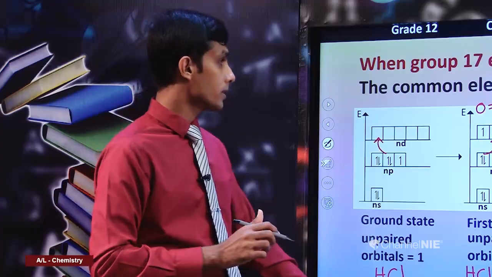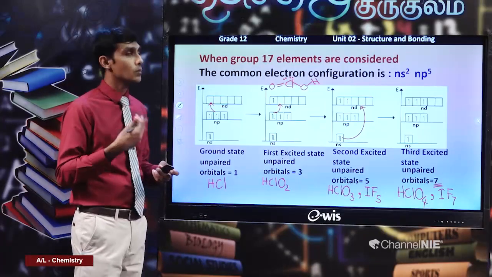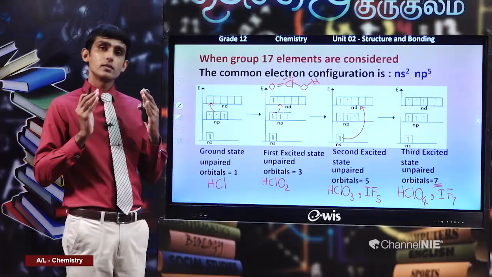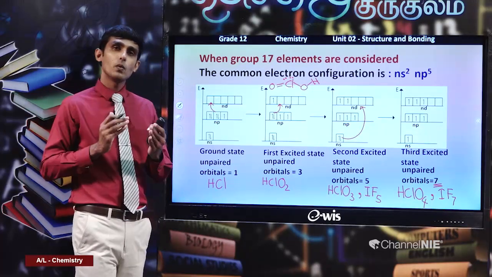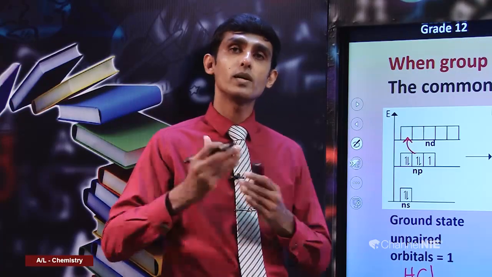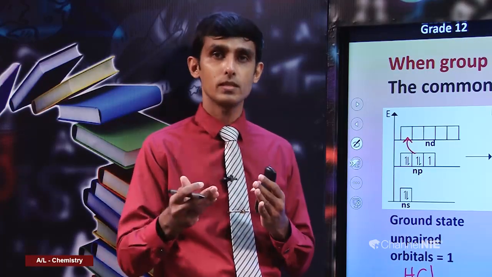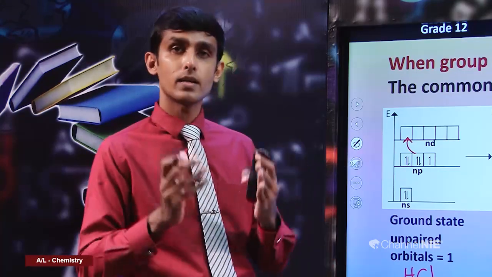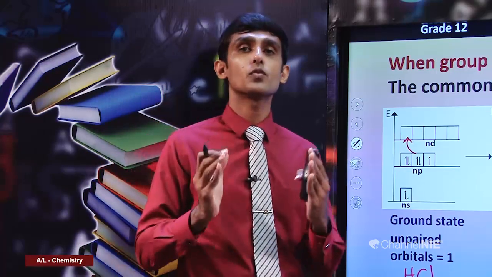Now, if you consider group 18 elements, we know that they already have ns2 np6 configurations. The configuration they have is the most stable configuration, and their atoms cannot lower the energy further under normal conditions. They already have the lowest energy. Therefore, group 18 elements under normal conditions do not form compounds.